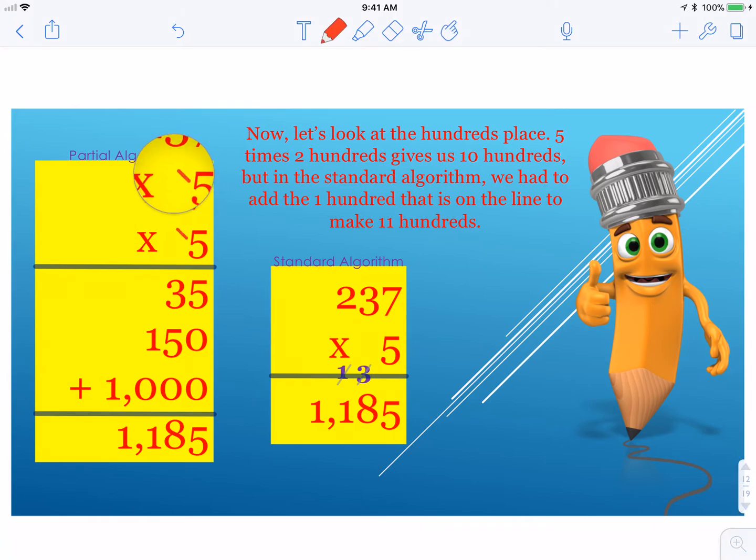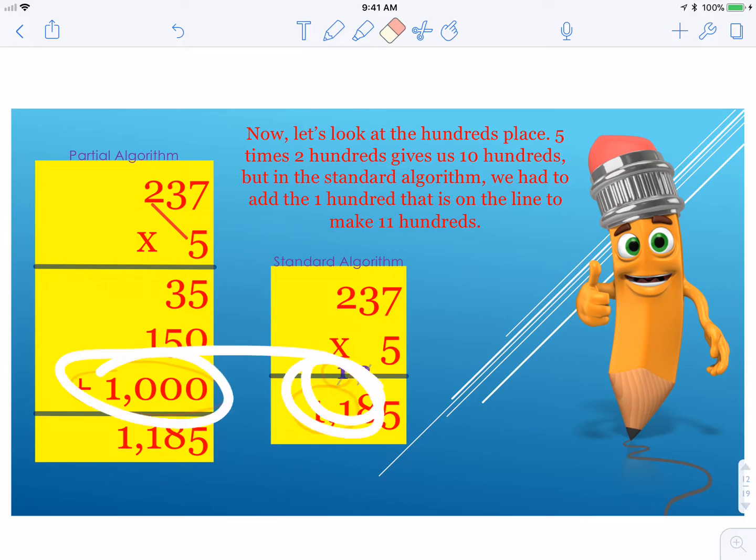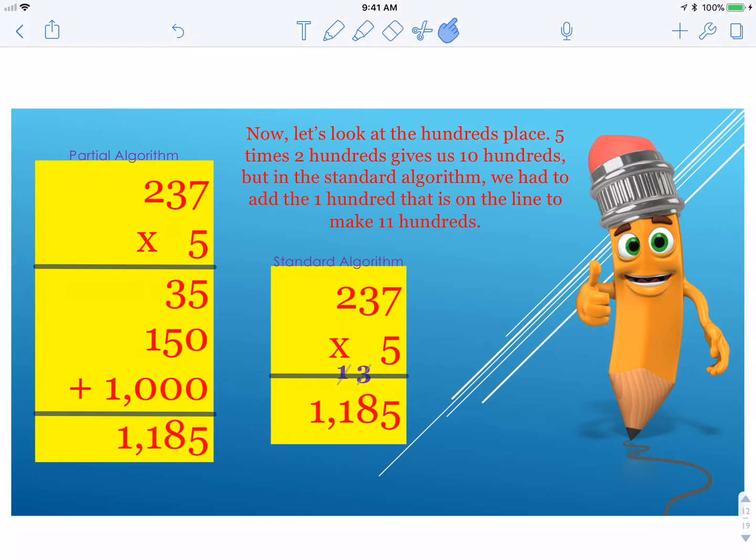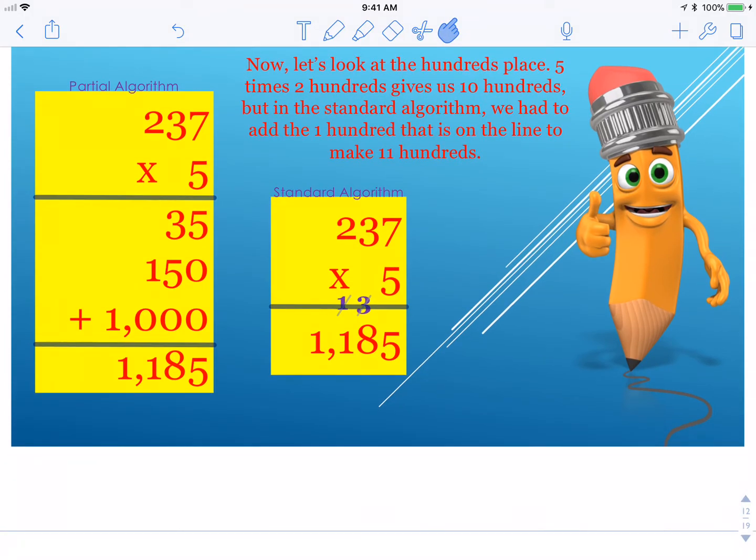5 times 2 is 10, and it's in the hundreds, so we have 10 hundreds or 1,000. And over here we had 10, but we added the 1 to it, which gave us 11. Did we get the same answer both times? Yes. Partial and standard, you get the same answer. So whichever method you think is easiest, try it out.